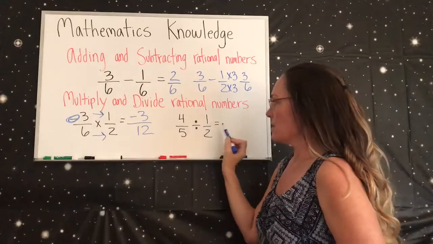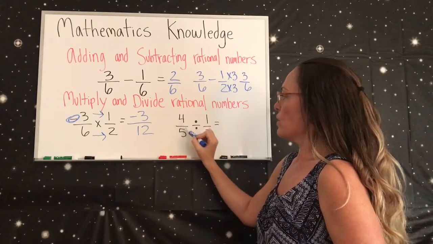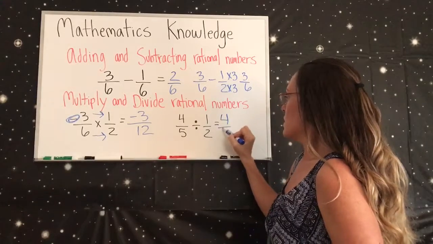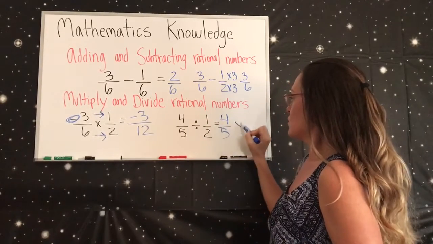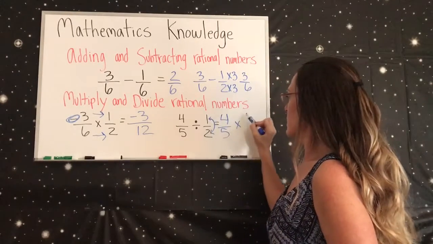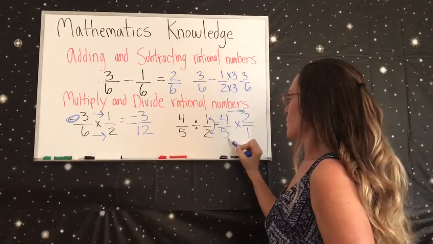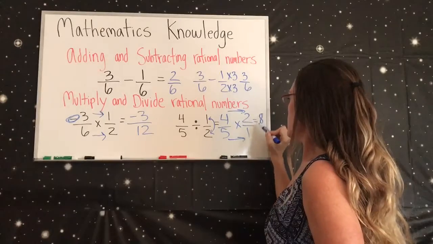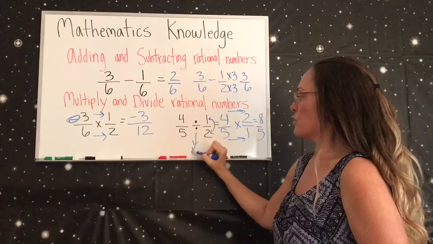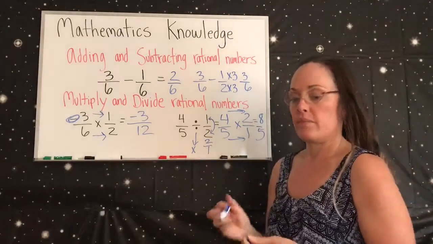Now dividing, it's a little tricky if you don't know, but once you do, it's fine. So you have 4 over 5, and then you're going to change the division into a multiplication, and then you just have to remember that you always flip like that. So then once you're there, then you just multiply across. So now you have 8 over 5. So for division, you turn that into multiplication, and then you just flip the second fraction.